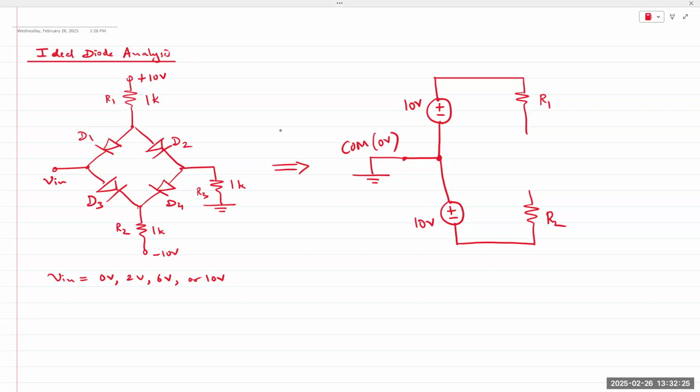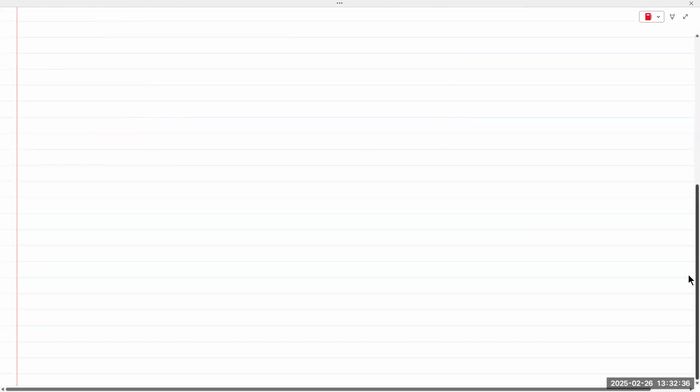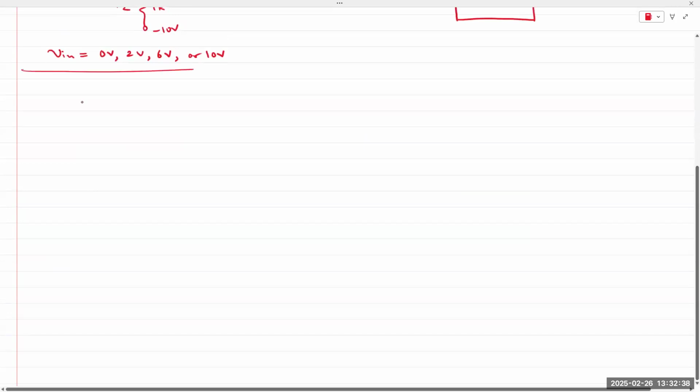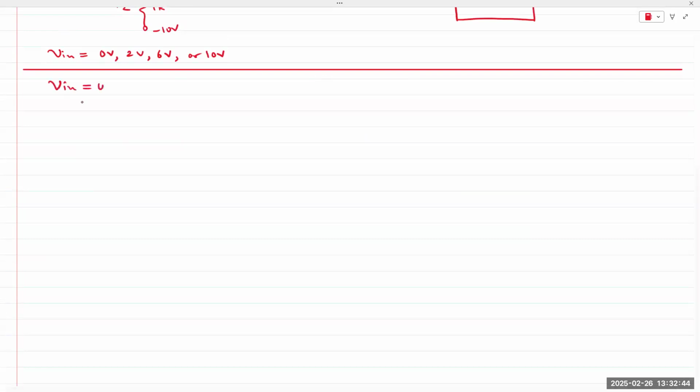All right. So once we have this, let's go back to our circuit and analyze for, let's say, 0 volts. So now V in is equal to 0 volts, meaning V in is also connected to ground. Right? The V in node is connected to ground. Makes my job easy.